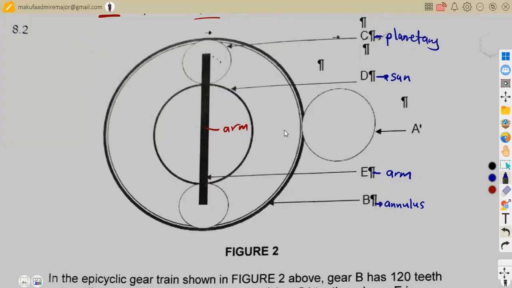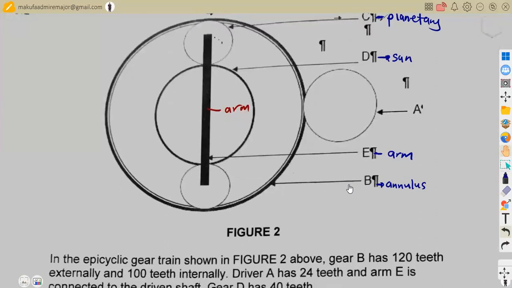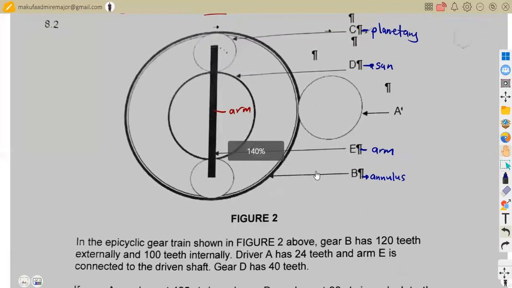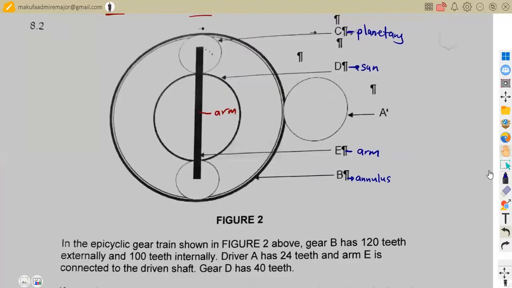The question is, in the epicyclic train shown in Fig 2, we are given the number of teeth on each part. Let us take note: gear B, which is the annulus, has 120 teeth. Let me just use T for teeth. 120 teeth for B externally, and 100 internally.